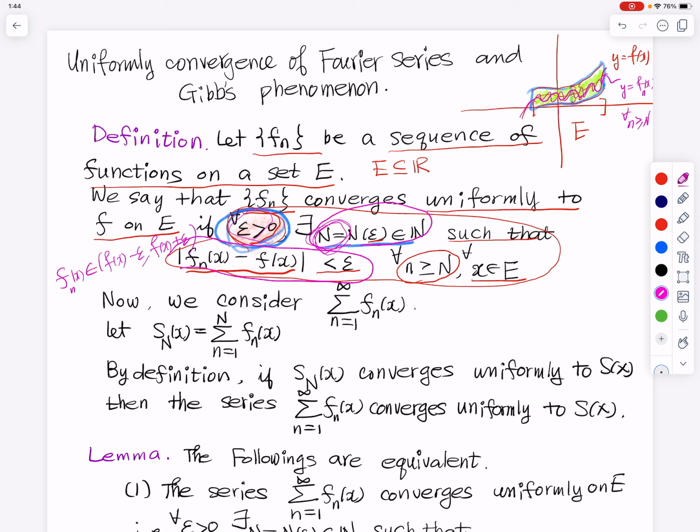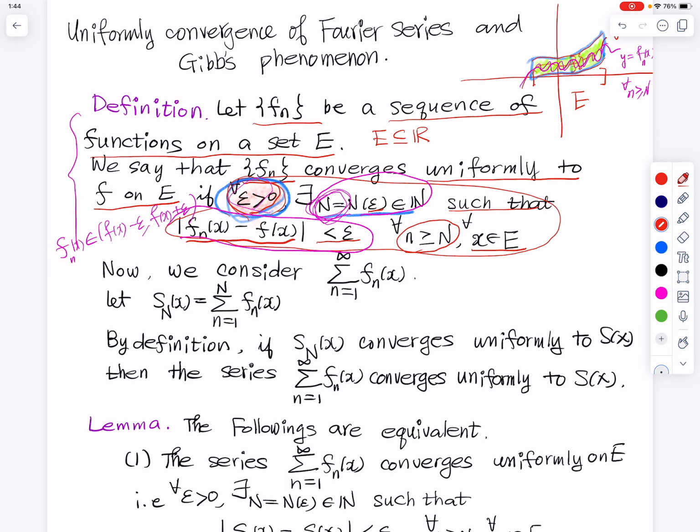So uniform convergence is different from pointwise convergence. I think you learned this from calculus. If you need more study on uniform convergence and pointwise convergence, you need to look up a real analysis book. So now let's go back to series of functions.